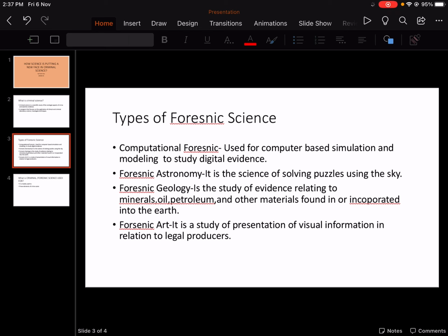Then types of forensic science: computational forensics, forensic astronomy, forensic art, forensic geology. Computational forensics uses computer-based simulation and modeling to study digital evidence. Forensic astronomy is a science of solving puzzles using the sky. Forensic geology is a study of evidence relating to minerals, oil, petroleum, and other materials found in or incorporated into the earth. Forensic art is a study of the presentation of visual information in relation to legal proceedings.